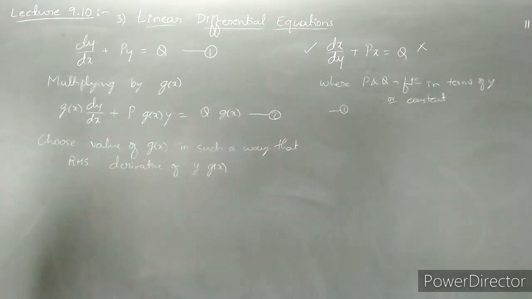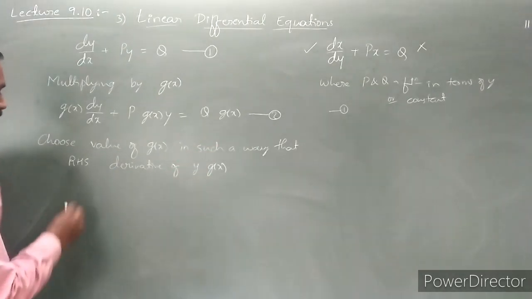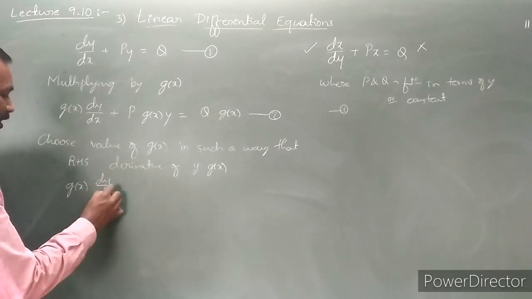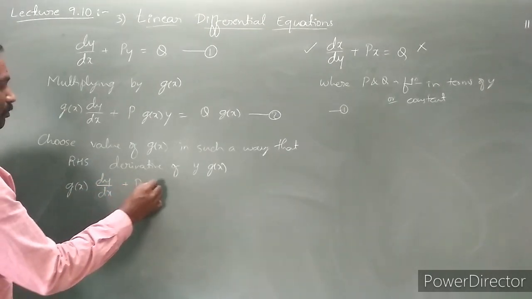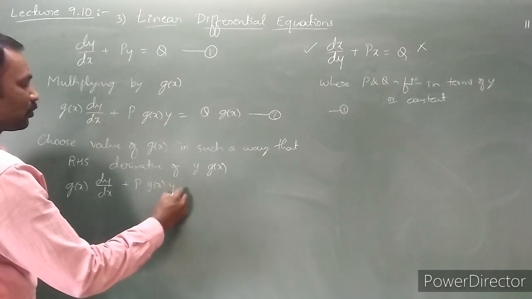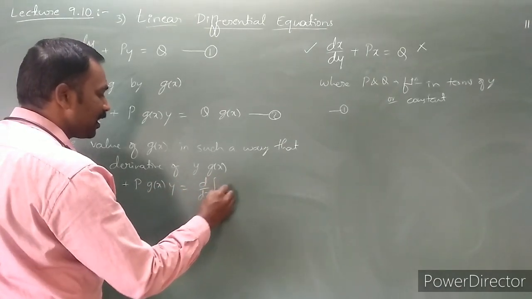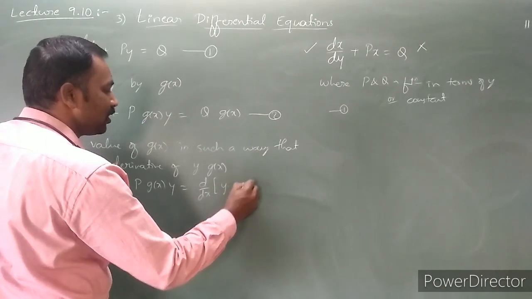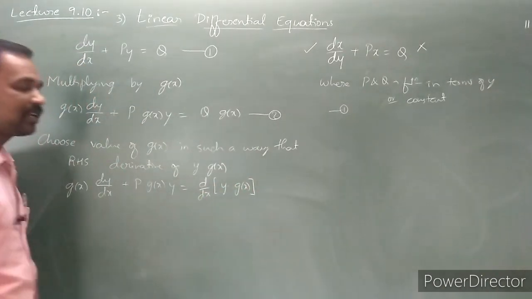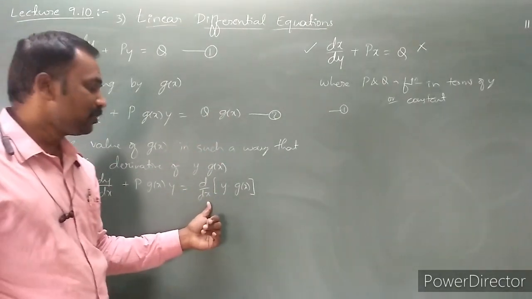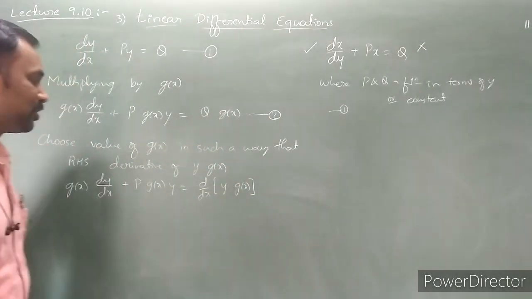I just write the derivative of y into g of x. Write that: dy by dx into g of x plus p into g of x into y is equal to, this right hand side part should be what? Derivative of y into g of x. Q into g of x is equal to the derivative of y into g of x.